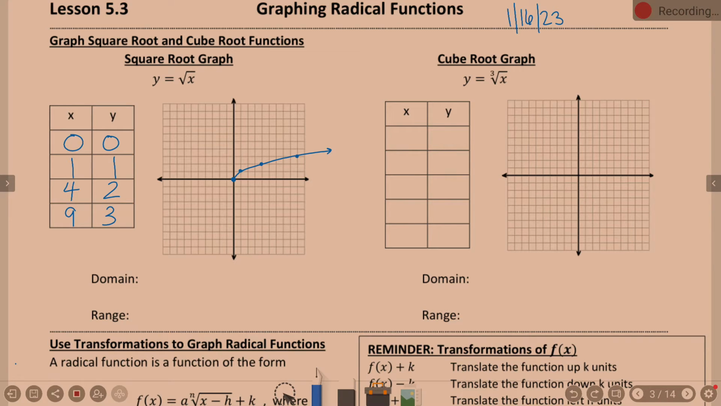Domain is how far my graph is going left and right. It's my x values, right? When we talk domain, it's my x's, and my x's go left and right. How far left does my graph go? 0. Is it going to go past 0? No, because that's negatives. How far right does it go?